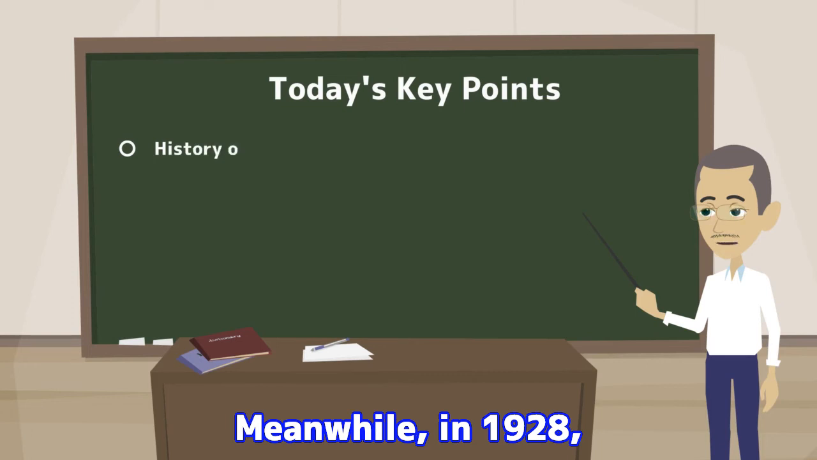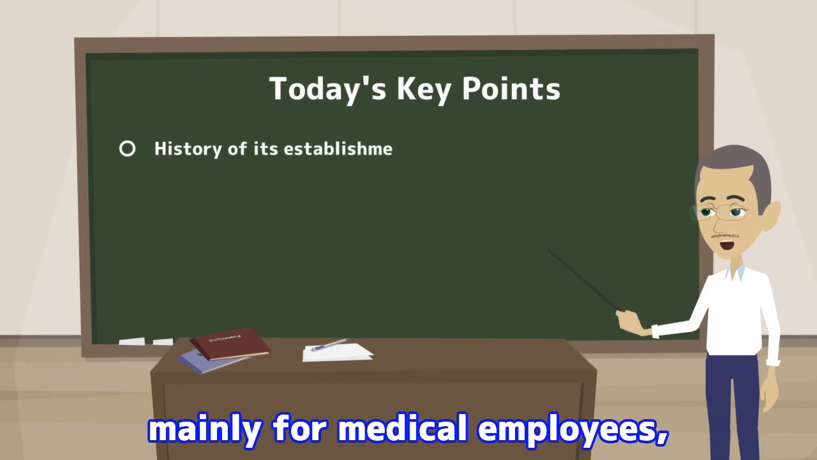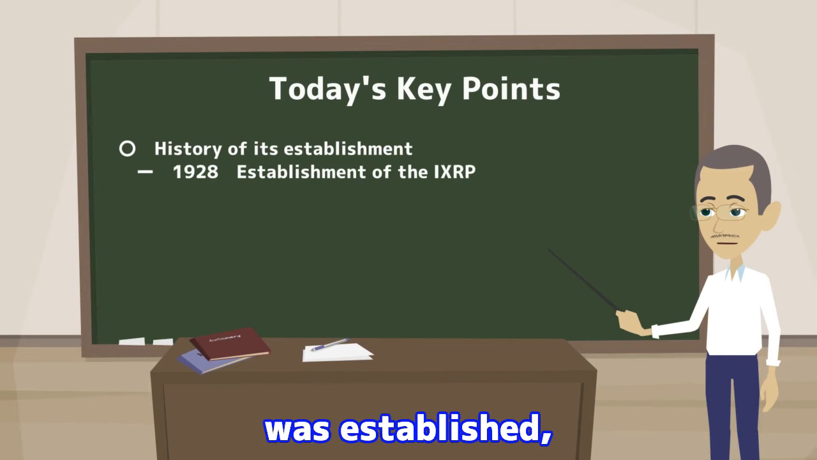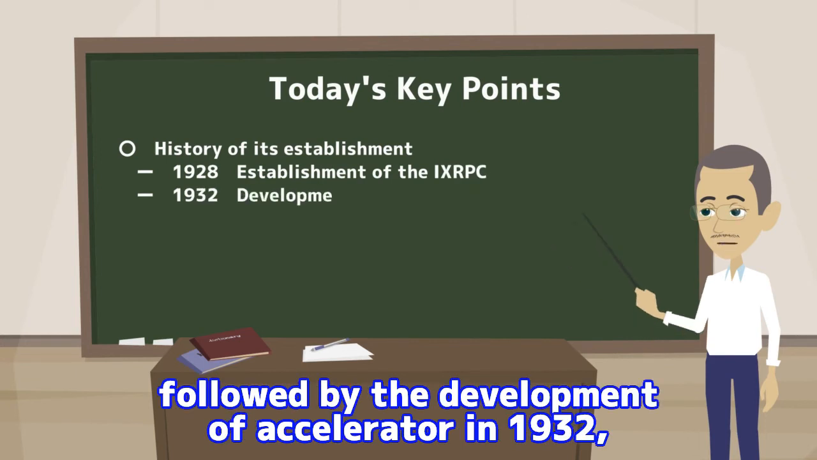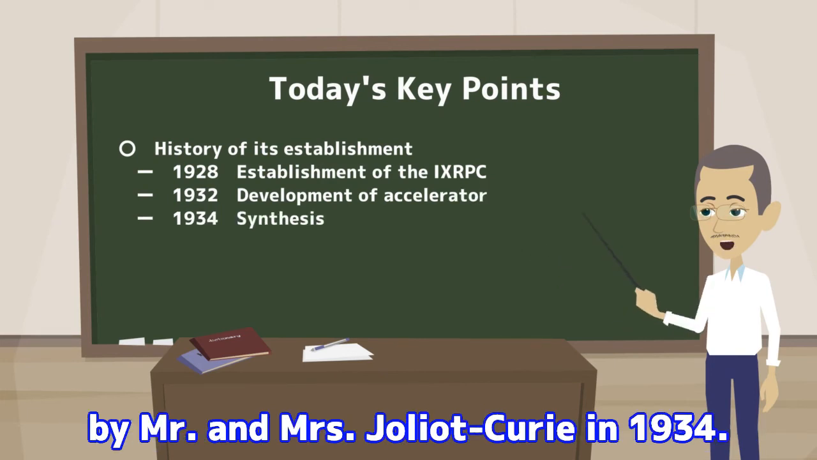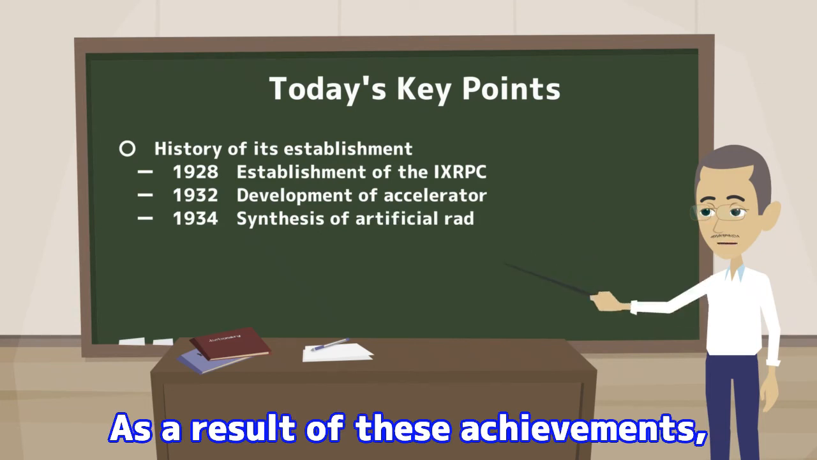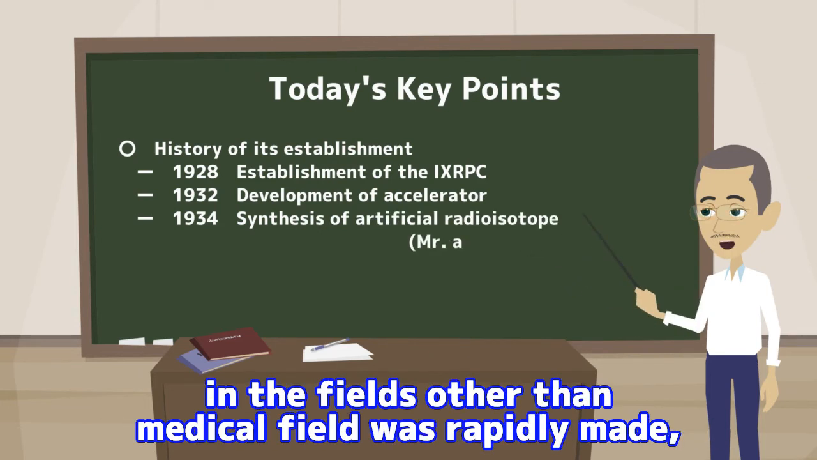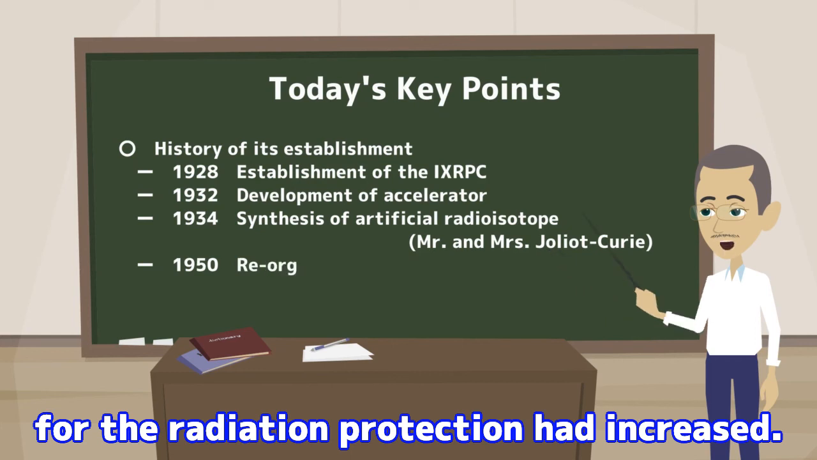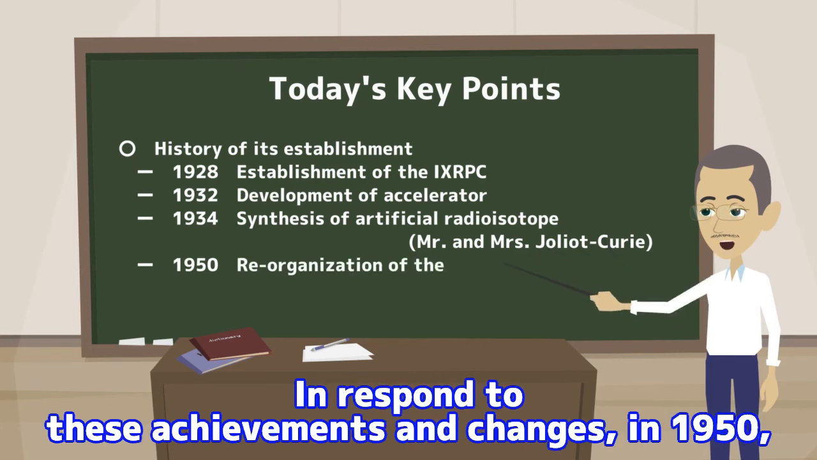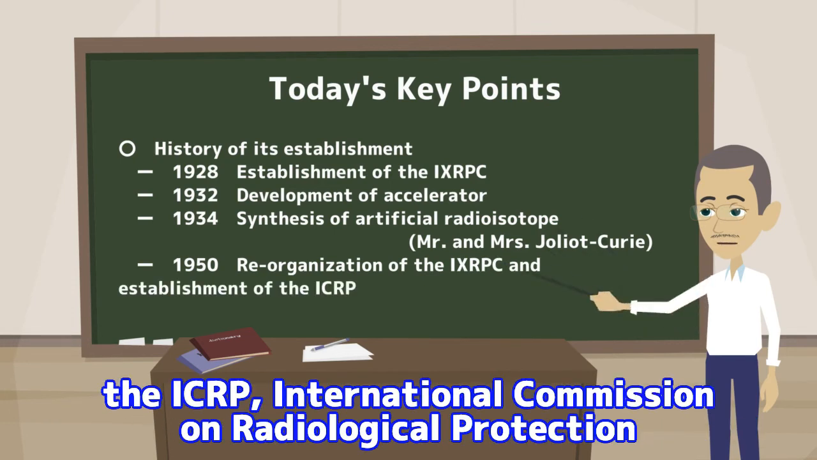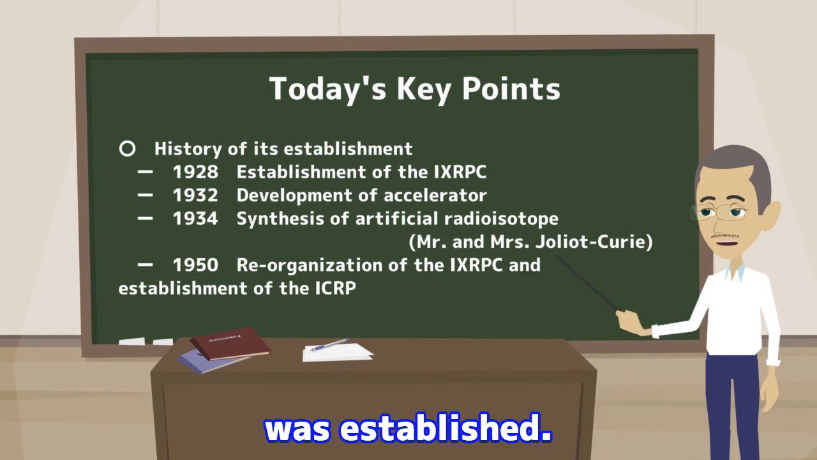Meanwhile, in 1928, in order to consider radiation protection mainly for medical employees, the ICRPC, the International X-ray and Radium Protection Committee, was established, followed by the development of the accelerator in 1932, and synthesis of artificial radioisotopes by Mr. and Mrs. Joliot-Curie in 1934. As a result of these achievements, progress in application of radiation in fields other than the medical field was rapidly made, and the number and kinds of people to be covered for radiation protection had increased. In response to these achievements and changes, in 1950, the ICRPC was reorganized and the ICRP, International Commission on Radiological Protection, was established.